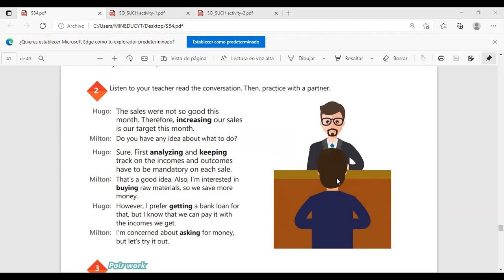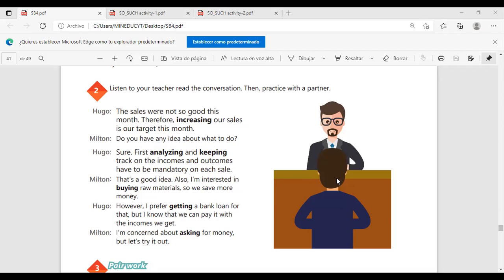Okay, listen to your teacher, read the conversation and then practice with the pattern. Hugo and Milton are talking about something here. Pay attention, please. And Hugo said, the sales were not so good this month. Therefore, increasing our sales is our target this month. Do you have any idea about what to do? Sure. First, analyzing and keeping track of the incomes and outcomes had to be mandatory on each sales. That's a good idea. Also, I'm interested in buying raw material, so we save more money. However, I prefer getting a bank loan for that. But I know that we can pay with the income we get. I'm concerned about asking for money, but let's try it out.